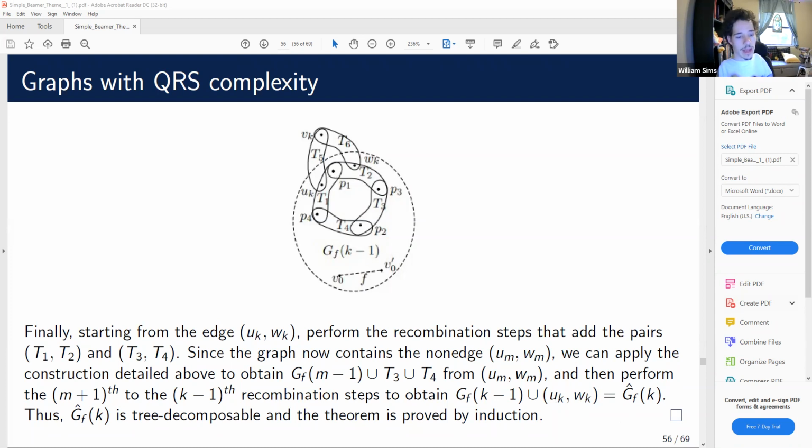Okay, so what did we actually do? We performed 2 recombination steps from U sub K and W sub K, and then we kind of pretended that our base pair was P3 and P4 and performed the rest of the recombination steps that way. But that's the same as just saying that our base pair is actually U sub K and W sub K. So therefore, we've shown that this extreme graph is tree decomposable. And in particular, you just do T1, T2, then T3, T4, and then all the recombination steps from P3 and P4 to get G sub F of K-1. Okay, so that proves the other direction by induction.